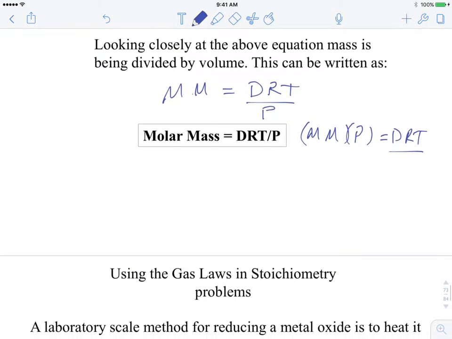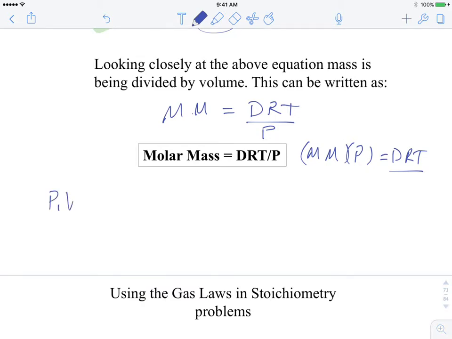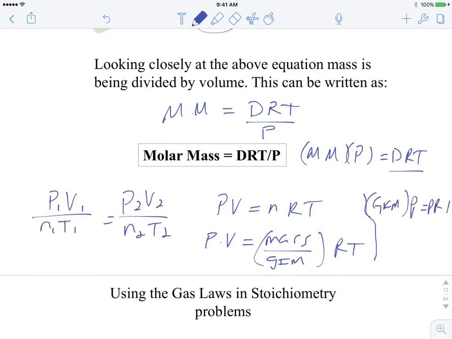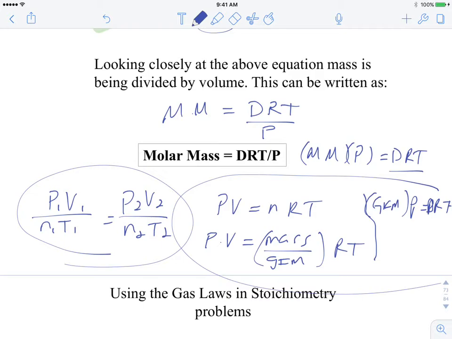So just to summarize the types of equations that we have here. We have our P1, V1, N1, T1 equals P2, V2, N2, T2. We also have our PV equals nRT. We also have our pressure times volume equals mass over gram formula mass or molar mass times R times T. And then we also have our gram formula mass or molar mass times P equals DRT. So these are like 4 different equations, and these 3 over here are really derived from the same equation. Whereas this one over here could be broken down however you want, P times V, V over T, V over N, and you look at the individual laws.